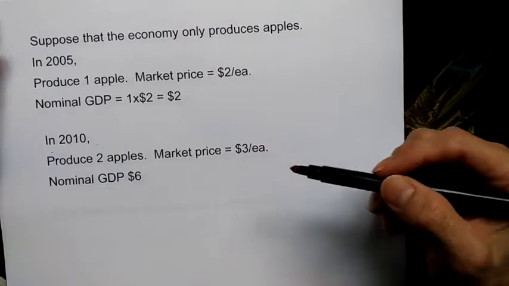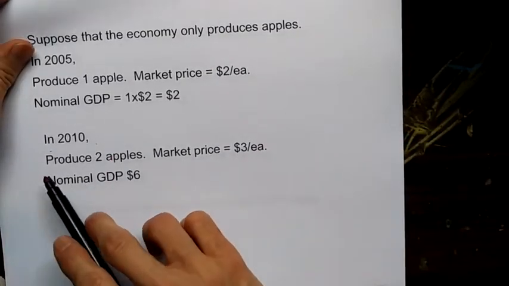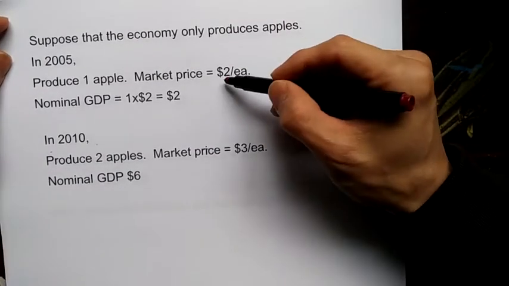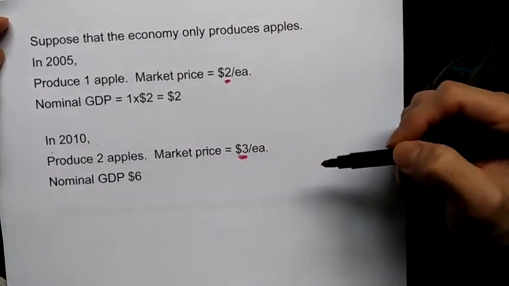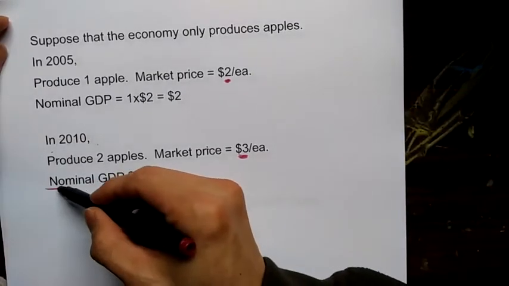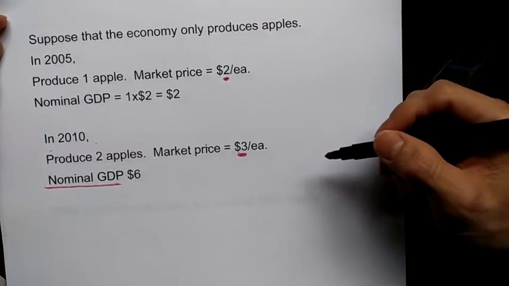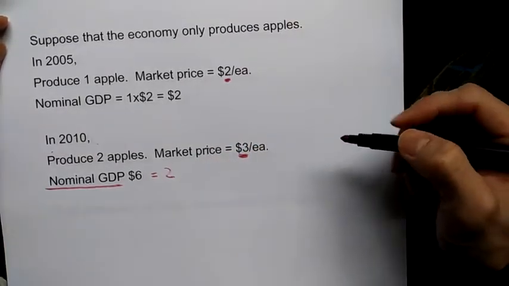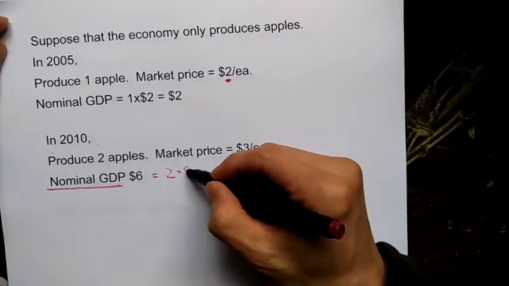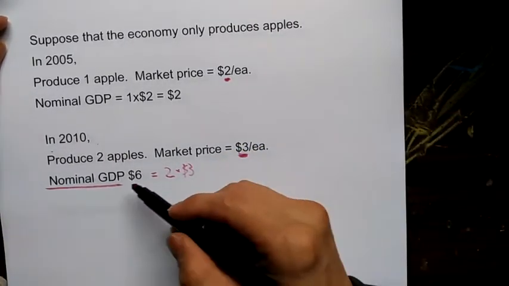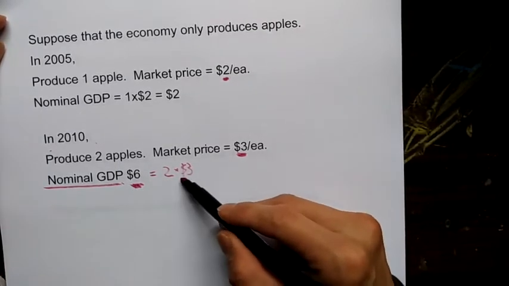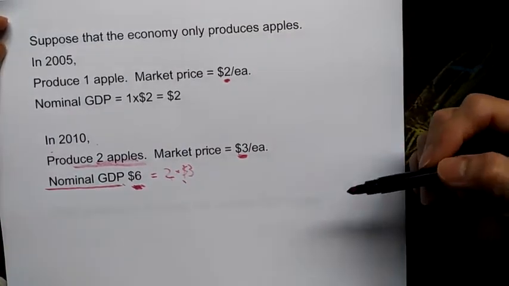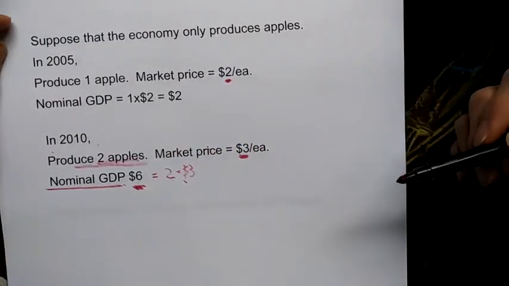Now, in 2010, this economy produces two apples. And the price of apple goes up from $2 to $3. Then what is the nominal GDP in this economy? The answer is we produce two apples and the market price of apple is $3 each. Therefore, the nominal GDP, the market price of all the productions in this economy is $6. So nominal GDP is $6.